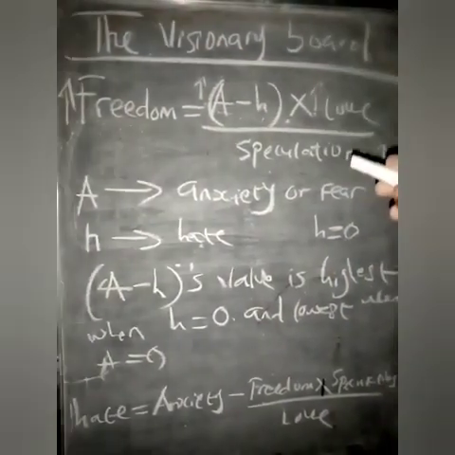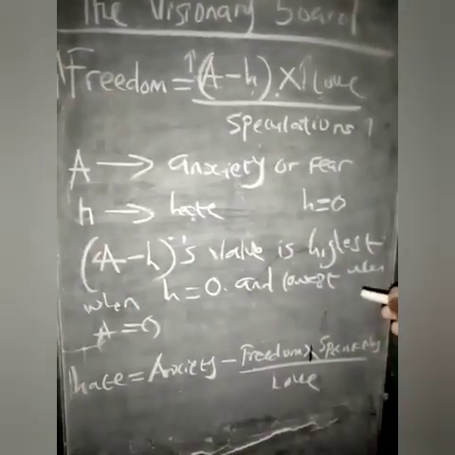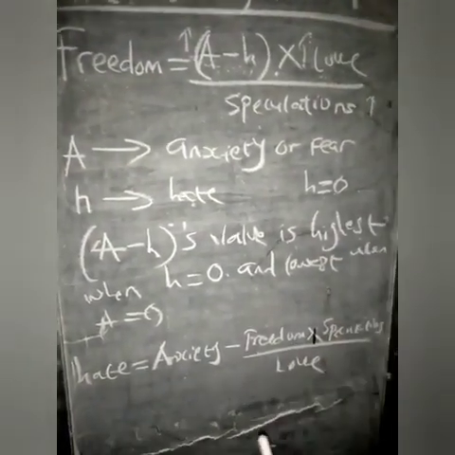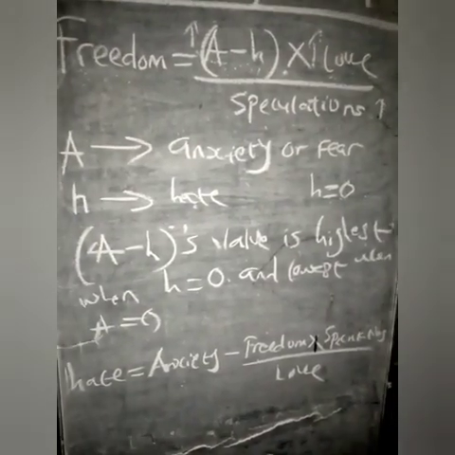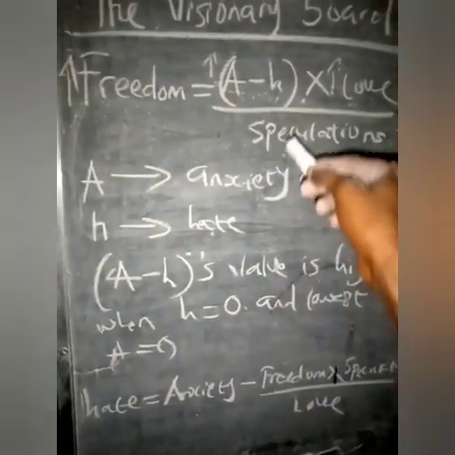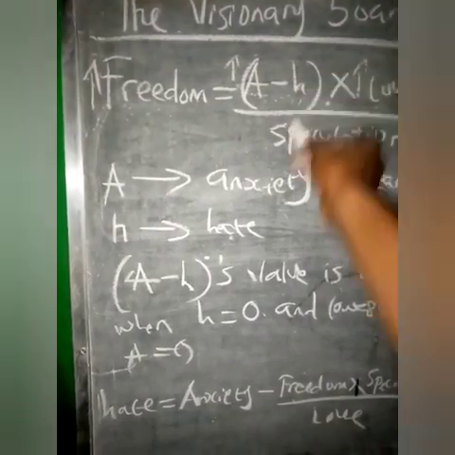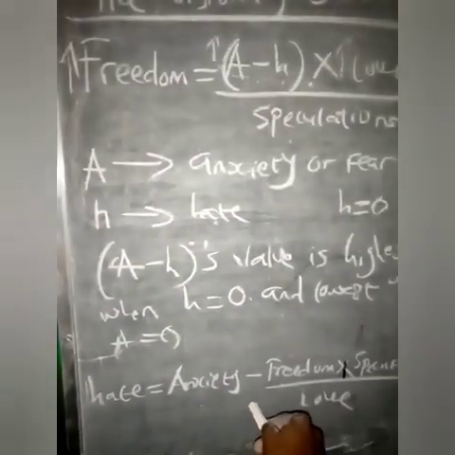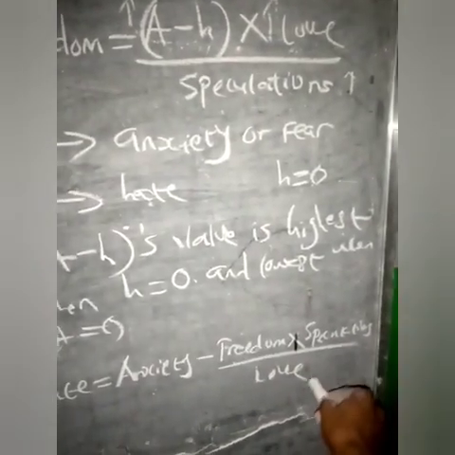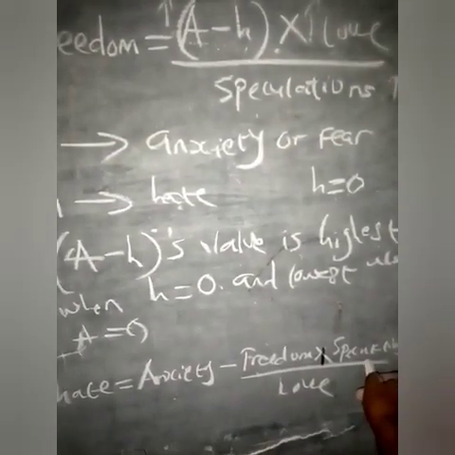Freedom is equal to a minus h times love. We've done all this part in the first part of the video. So now the second part: how do you really eliminate hatred you have for something? You can see right now, making hatred the subject of the formula, h equals anxiety minus freedom times speculations over love. Speculation simply means guesses.